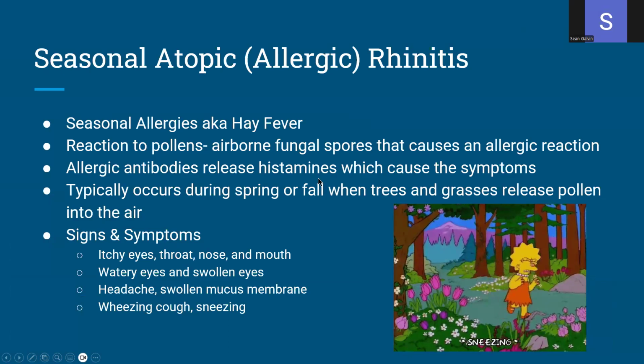And here we move on to seasonal atopic rhinitis, also known as seasonal allergies, also known as hay fever. So, what is seasonal allergies? It is the reaction to pollen or airborne fungal spores that causes an allergic reaction. Allergic antibodies release histamines, which causes the symptoms that are associated. Typically, this occurs during spring or fall when trees and grasses release pollen into the air.